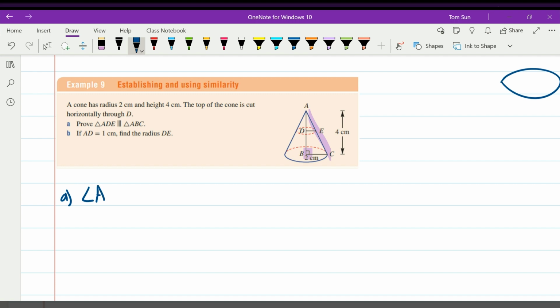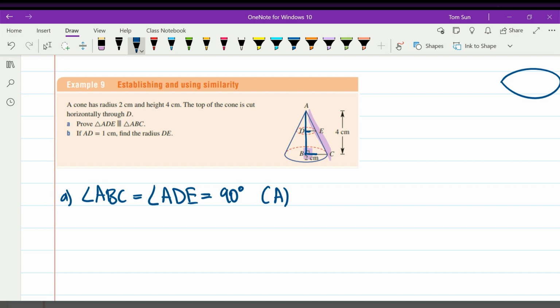Angle ABC is equal to angle ADE because both of these angles are 90 degrees. This is not given, but you can see that this is clearly a vertical line going down and these are horizontal lines that match up with the circles in the cone. So it's 90 degrees, so these are equal to each other. So we can say that this is A. That we can prove by looking at this diagram.